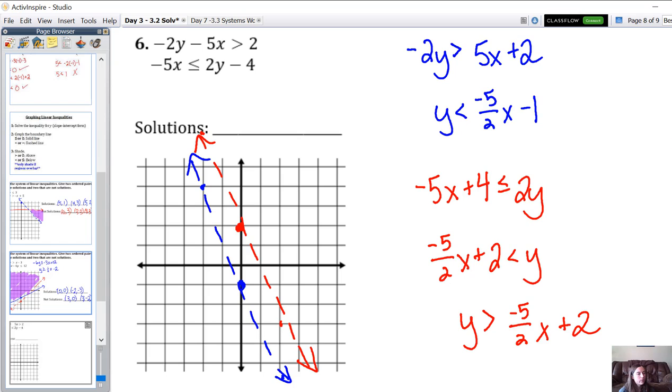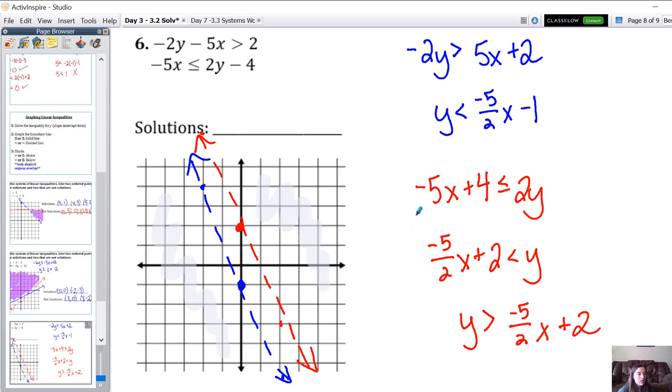And now we can shade. So, if we want to be less than the blue line, we would want to be underneath it. If we want to be greater than the red line, we would want to be above it. Those two regions, I'll shade them very lightly, those two regions do not overlap at all. They are never going to touch.